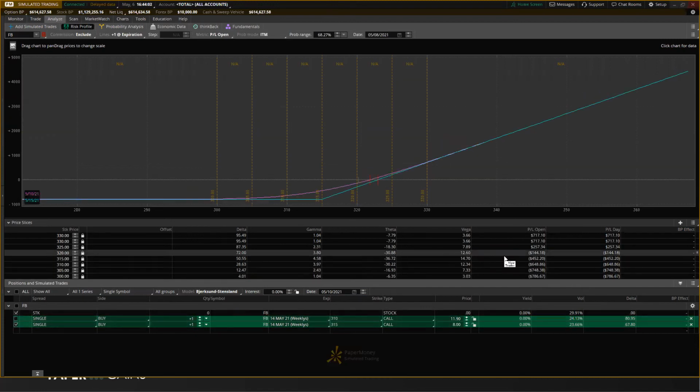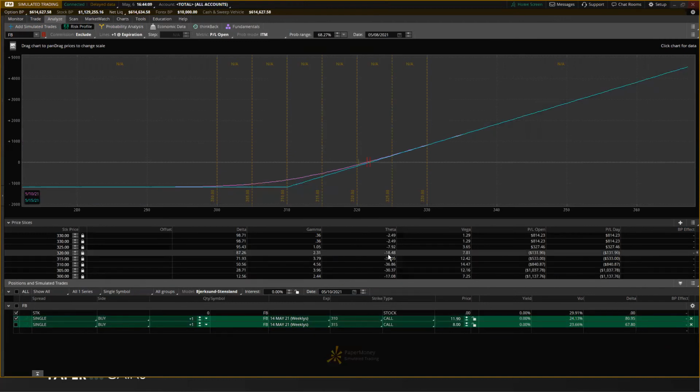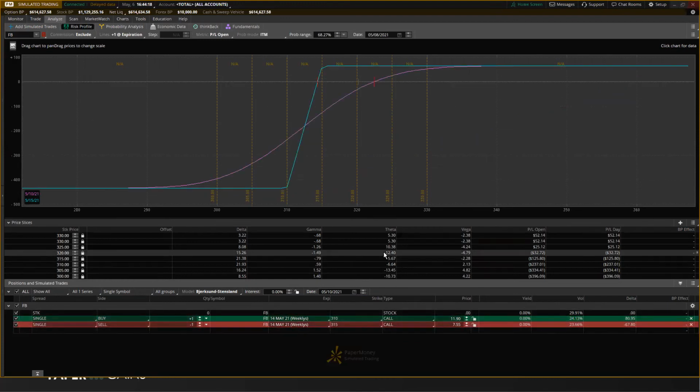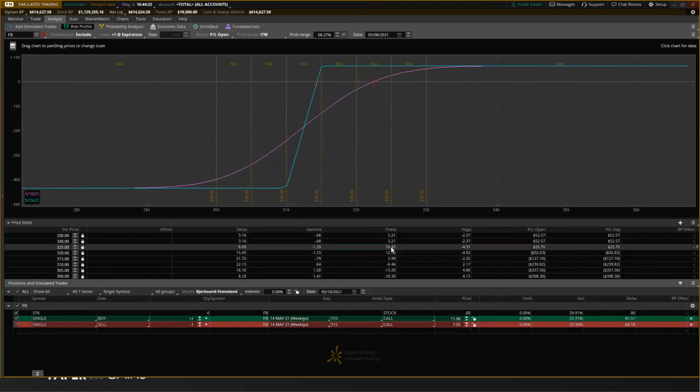315 is actually worse, right? So you lose a little bit more, you pay a little bit more. 330, 315. So here's what we're doing. We're actually gonna sell this. So we buy this, we sell that, and boom, what happened? We have a positive theta.